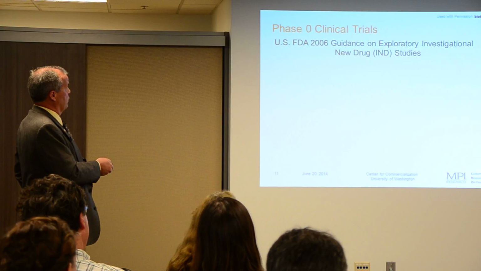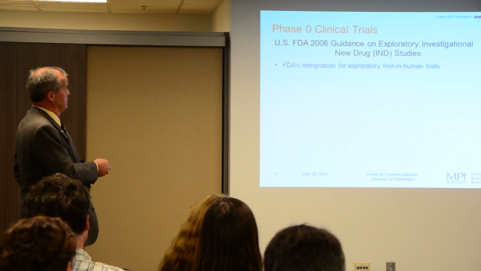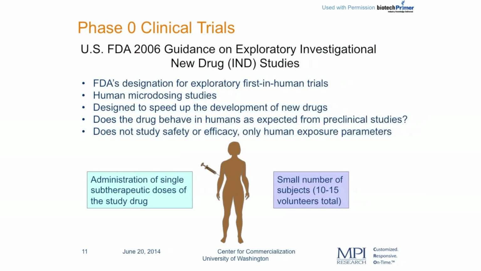So I'm going to go over this slide very quickly. This is phase 0 clinical trials. And this is often done for exploratory INDs, which are fairly rare, okay? But this is where orphan indications often fall.